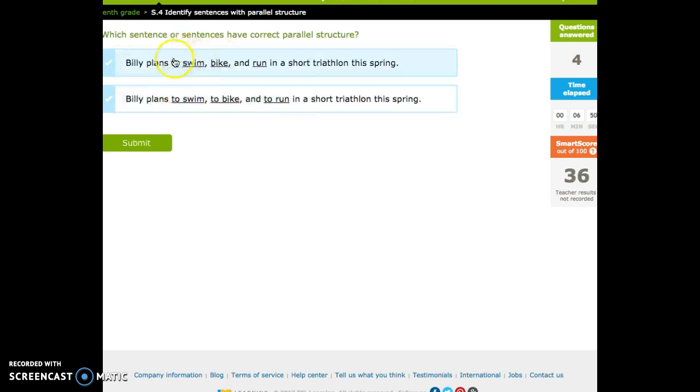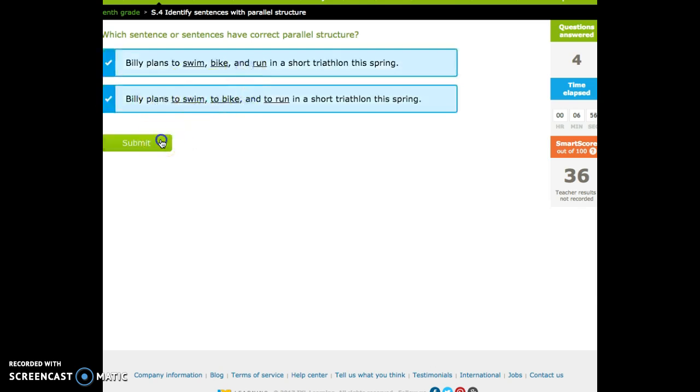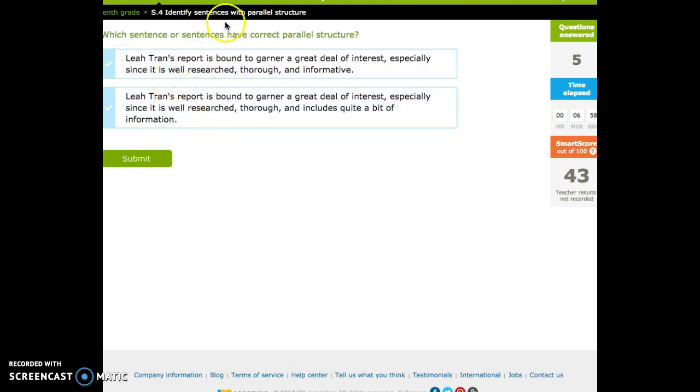Billy plans to swim, to bike, to run. Billy plans to swim, Billy plans to bike, Billy plans to run. We're good. It thinks we're good at this. It's not giving us the underlined XYZ anymore.